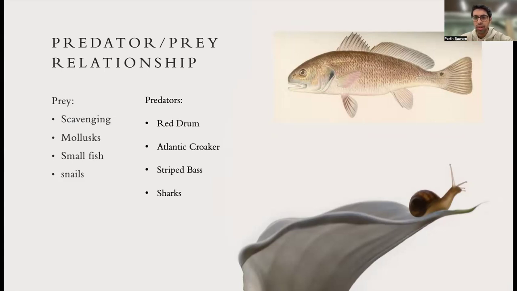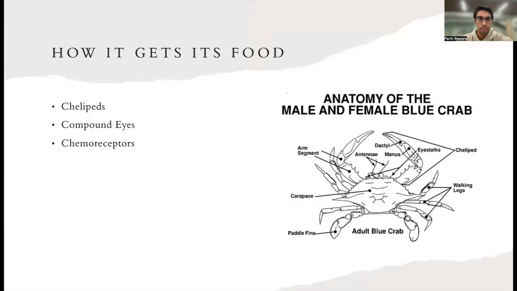As far as predators are concerned, they are preyed upon by all sorts of drumfish. So we have the red drum pictured here. And some other predators are Atlantic croaker and striped bass, and even some varieties of sharks.